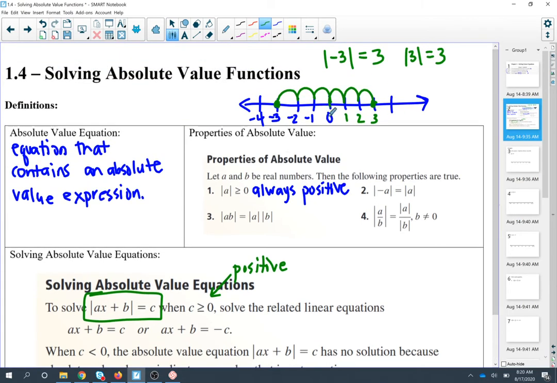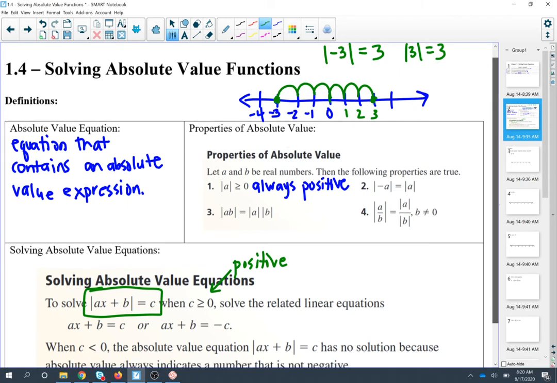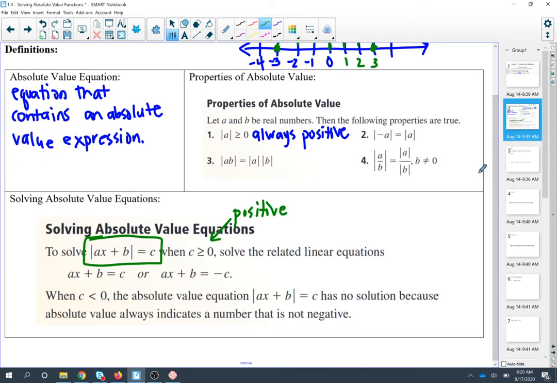Because if I'm at 0 and I go to -3, well, that's still 3 away. Or if I go to +3, well, that's still 3 away. So absolute value can kind of exist on both sides of the positive and negative and still have the same answer, because we're just looking at the distance from 0, which could be either to the left or the right.